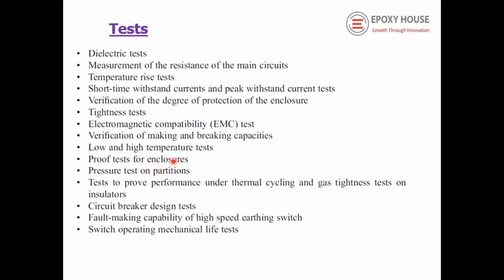Normally the enclosures are tested at around 3 to 4 times the rated design pressure for the proof test, and partitions are also tested in the range of 4 times the rated pressure to test these partitions, spaces. Then the tests on thermal cycling are recommended. Then the circuit breaker design test, fault making capability, high speed switching operation, mechanical endurance test for the breakers, earthing switch and disconnector are required, and make proof test for the high speed earthing switch. These are the type tests.